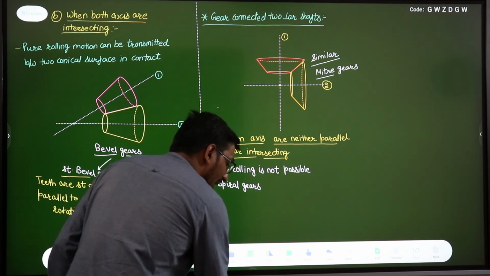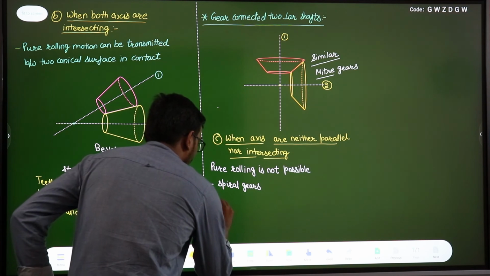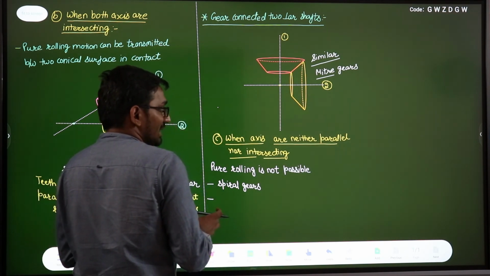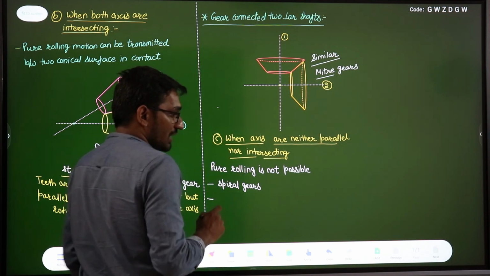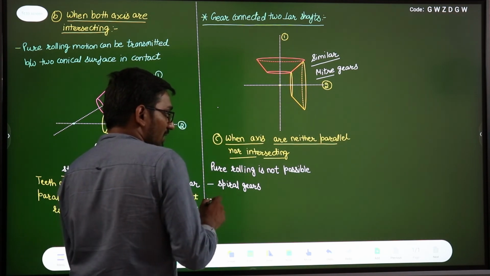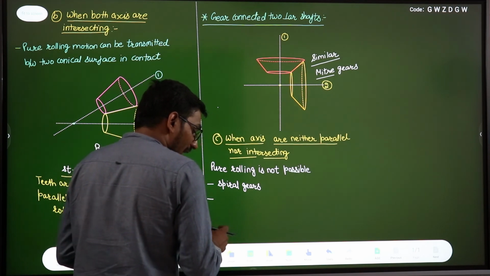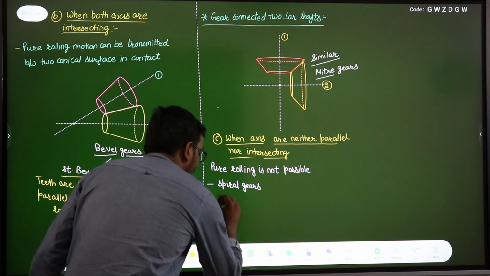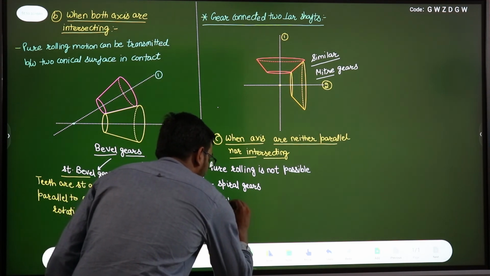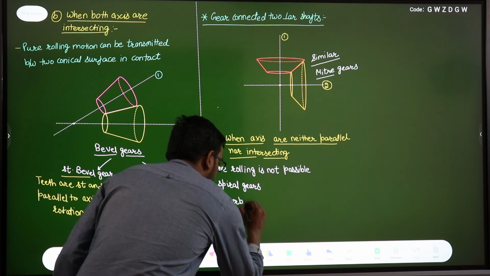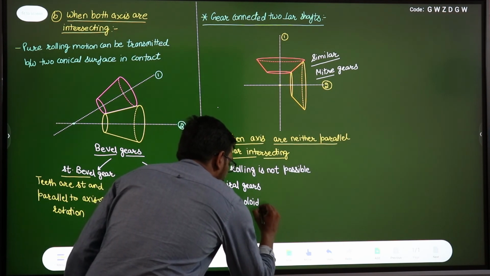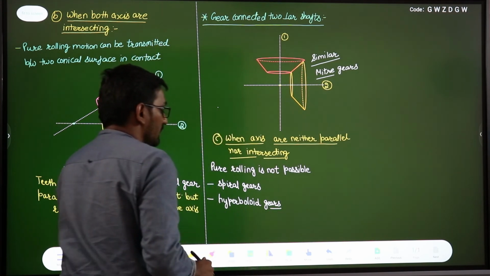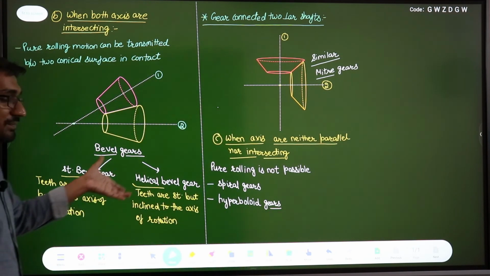They are known as spiral gears, and some other names are also there. When the space between the two shafts is very less, then the gears are known as hyperboloid gears, or hypoid gears. Another name of these gears is hyperboloid gears, right? That may be asked in the objective question of your engineering services, not necessary for the GATE perspective.